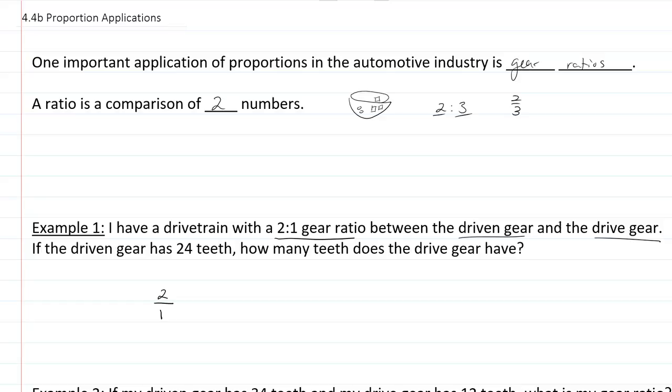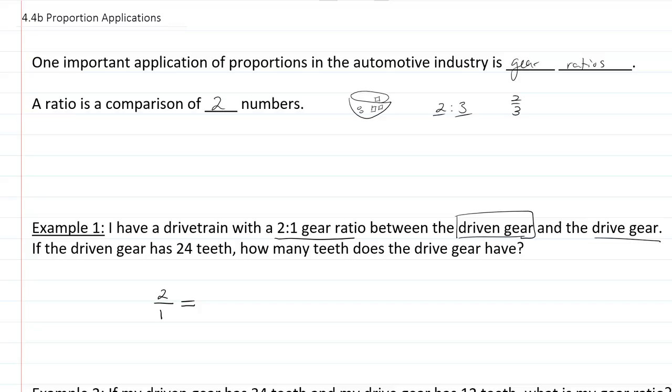Well, how do I find out how many teeth the drive gear has? Well, all I have to do is set up a proportion equation with the corresponding components being in the same places. Well, what do I mean by this? So what does the 2 in the 2 to 1 gear ratio refer to? It refers to the driven gear because it comes first and we stated it first.